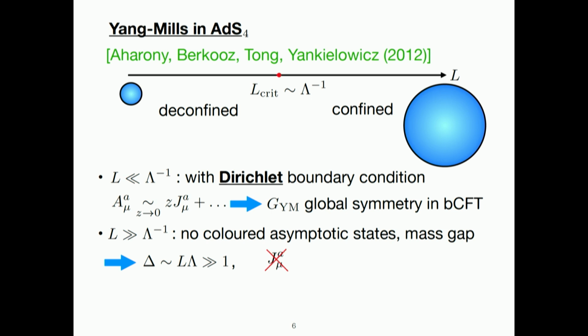And okay, so the simplest thing to imagine is that we have one transition between this deconfined phase with currents on the boundary and the confined phase at large radius.